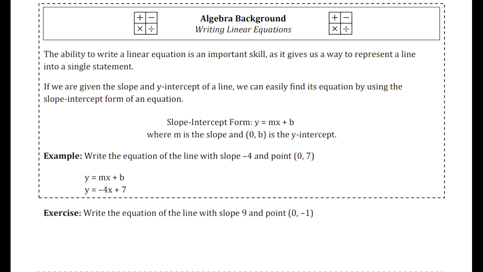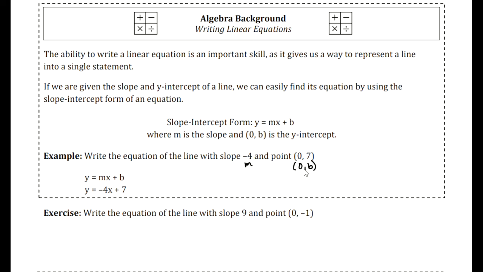In this video, we discuss how to take the slope and a point and write the equation for a line. In this first example, we're given the slope is -4 and the point (0, 7) is on the line. Notice that since x is 0, this is the y-intercept. So we have a y-intercept of (0, 7).